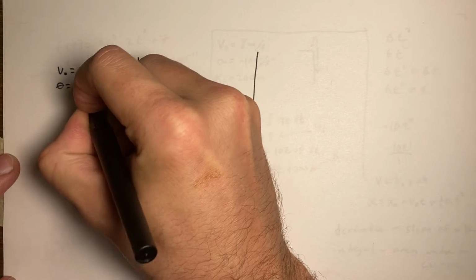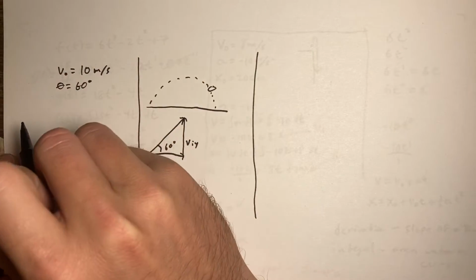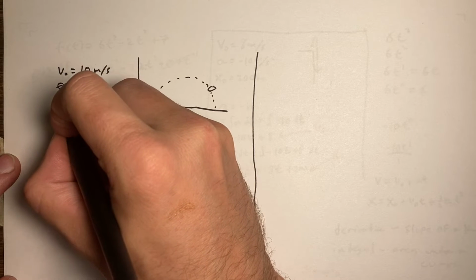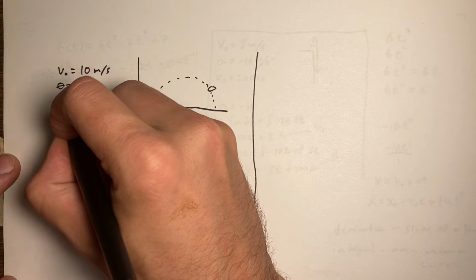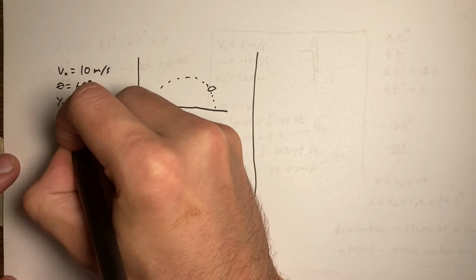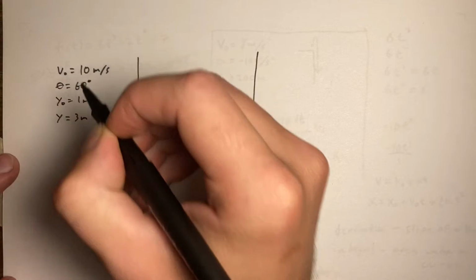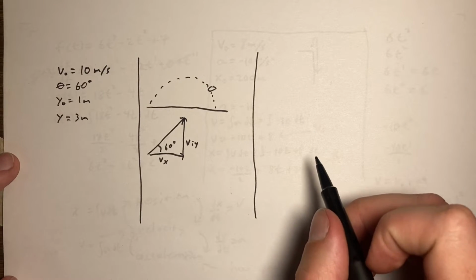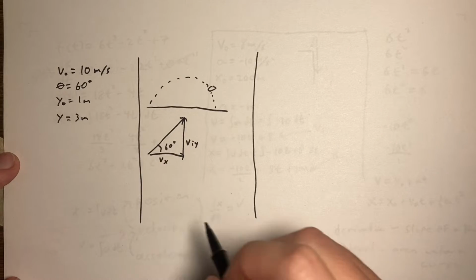Our angle above the horizontal is 60 degrees. Let's say that the launcher starts from a height of 1 meter. Let's say that the basketball hoop is at a height of 3 meters. And then let's try to figure out how far away we have to place this launcher.